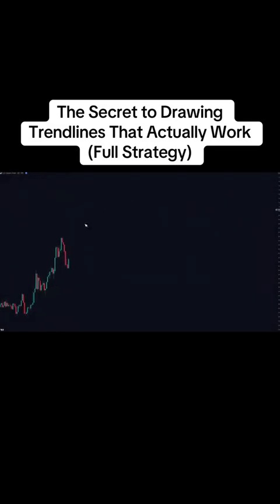Now that you understand what trend lines are and why they matter, let's talk about how to draw them the right way so they actually improve your trading. Before we start placing trend lines on the chart, there are a few important rules to follow. First, you need at least 2 touches to draw a valid trend line. If price touches the line 3 or more times, it gets stronger. But keep in mind, more touches don't guarantee the line will hold forever. Markets are rarely smooth and perfect.